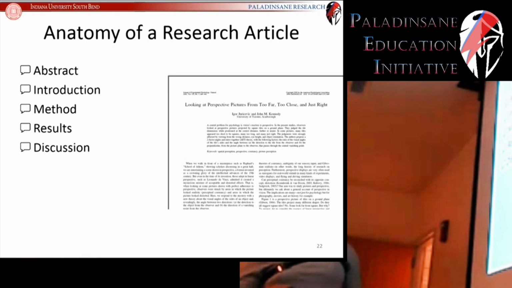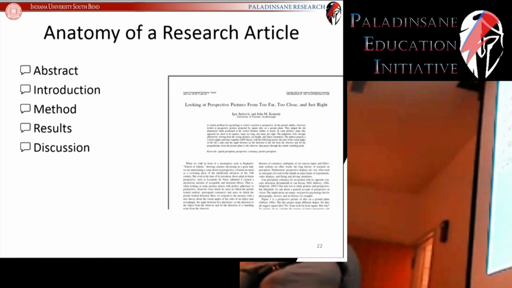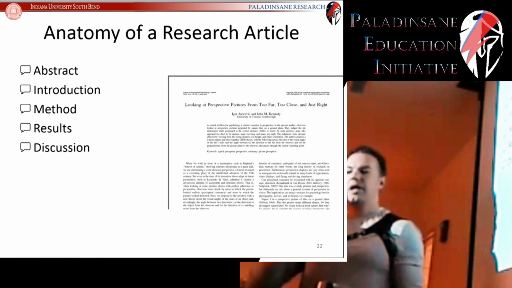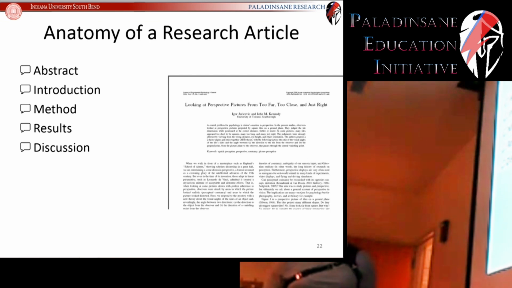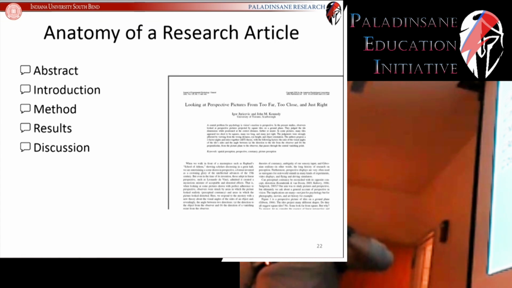So for the anatomy of a research article, this is the article where I took that sentence from. Looking at perspective pictures from too far, too close, and just right. So I'll break down each little section, and then you can see kind of like where it is in this actual paper that was published.